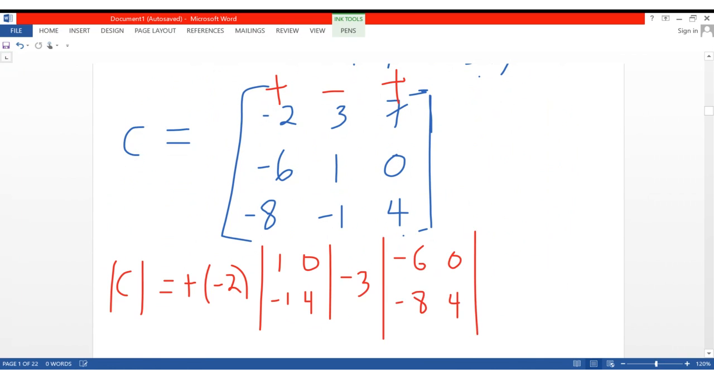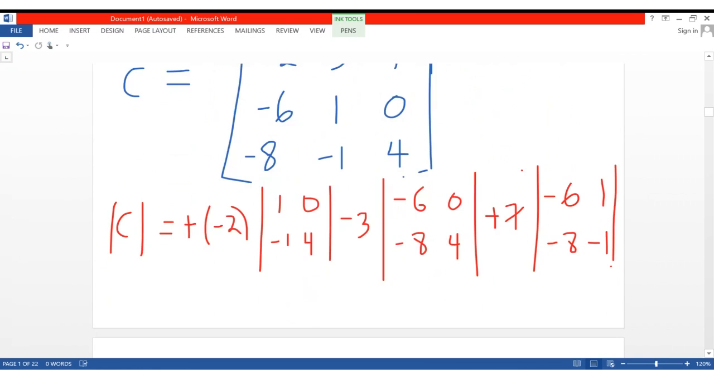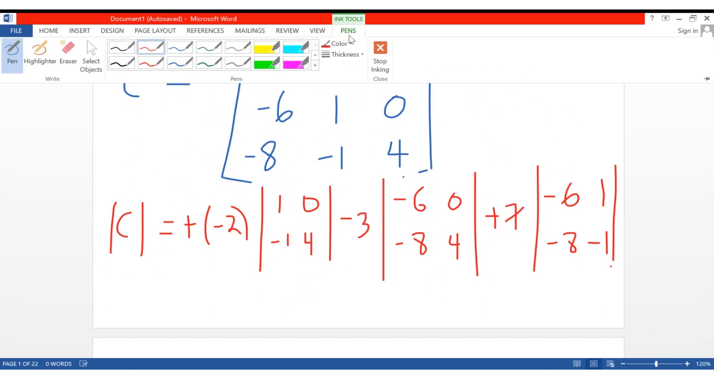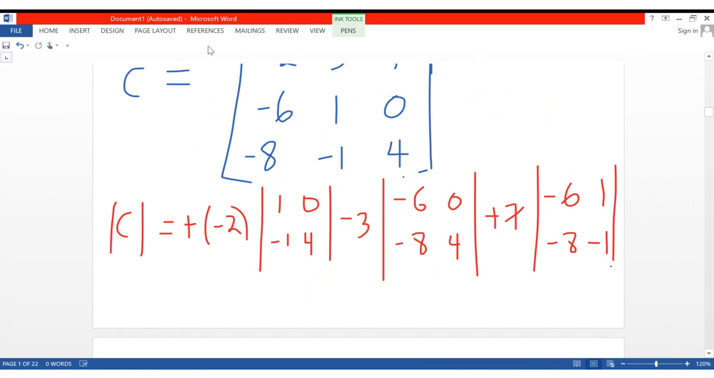And the final one is positive 7. When I block, I get negative 6, 1, negative 8, negative 1. So here a calculator comes in handy to determine this. We shall be multiplying the leading diagonals. I'll mark them in green: that one times that one, and then we subtract the other product. So that is the leading diagonal we shall be doing.